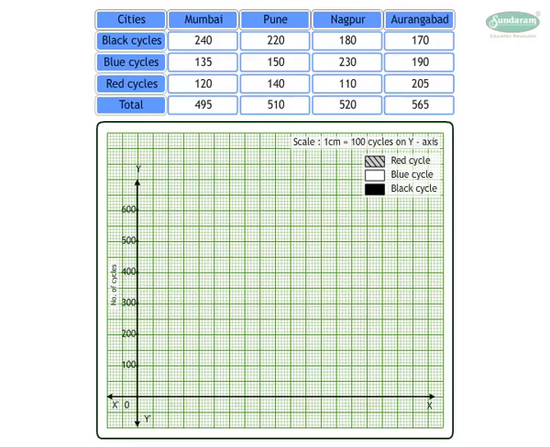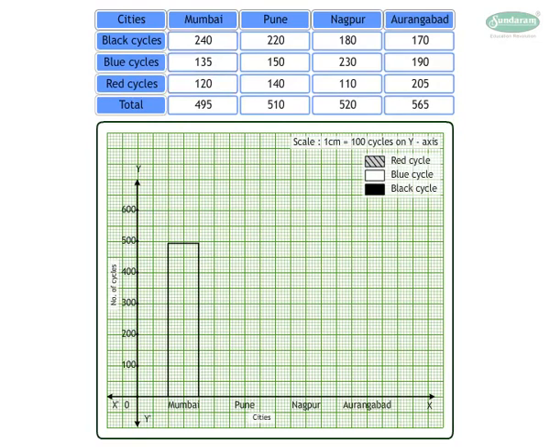Let us begin drawing bars. Let us draw for Mumbai. Leave a block after y-axis. Total number of bicycles sold is 495. So we will draw a bar of 495. Now, let us divide the bar graph as we know there are 240 black bicycles, 135 blue bicycles and 120 red bicycles sold in Mumbai.